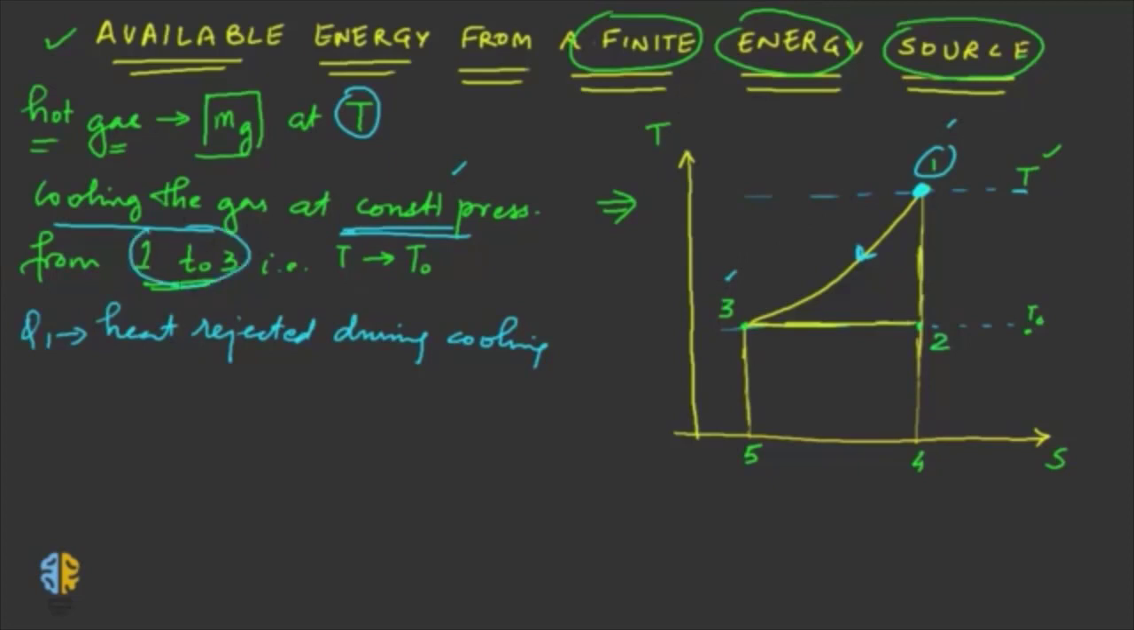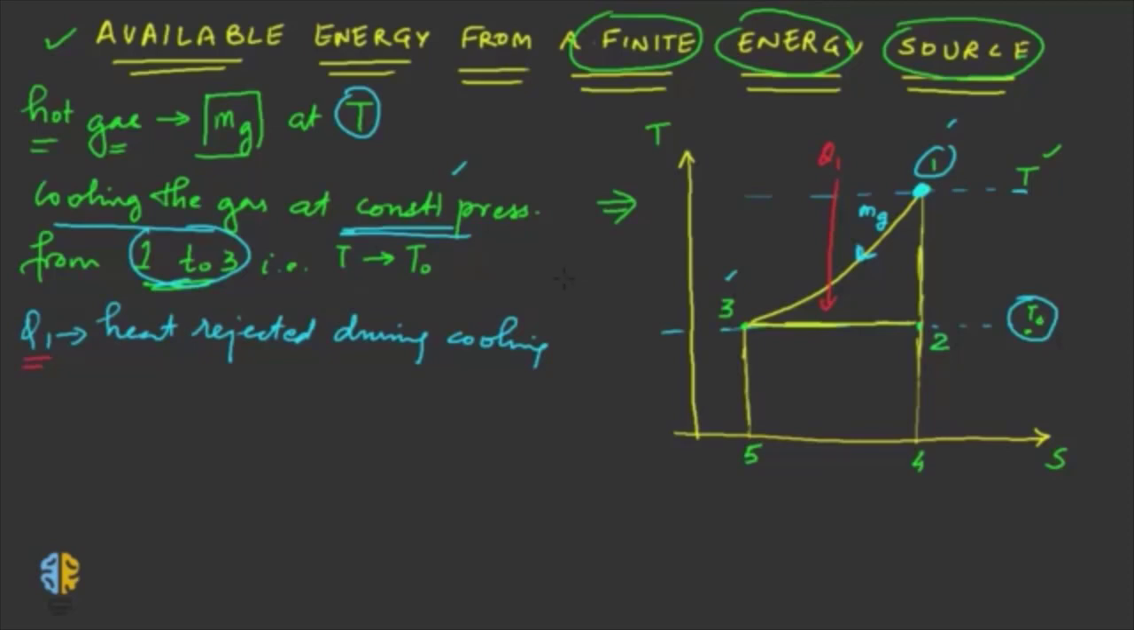This means the temperature at state 3 is T0, which is the temperature of the surroundings. So the gas is being cooled. Let us say from state 1 to state 3 you start cooling your gas. In this process, let us say the amount of heat that is rejected is Q1. Let me put it here. So this is Q1.